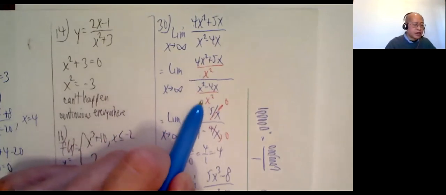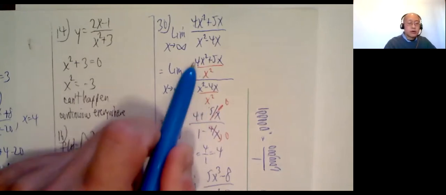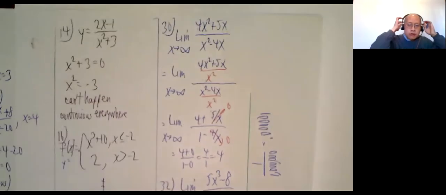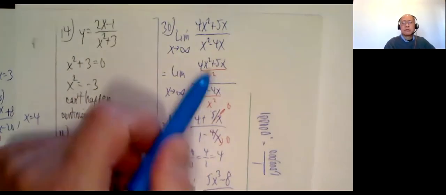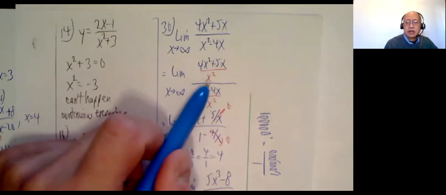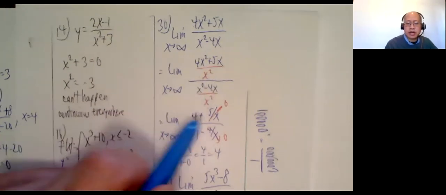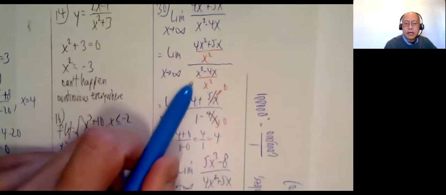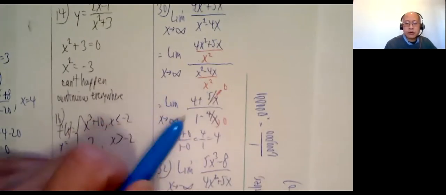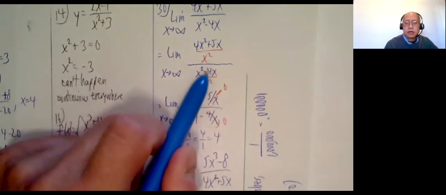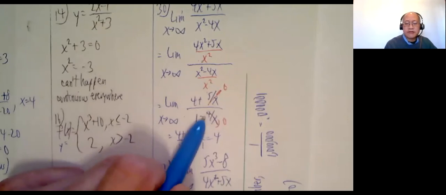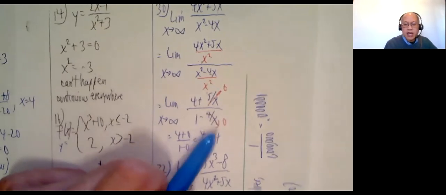And then I divide. So what's that divided by that? 4. 4x squared divided by x squared. What's 5x divided by x squared? Well, one of the x's cancels out. You have 5 over x. Then on the bottom, x squared over x squared is 1. Minus 4x divided by x squared. One of these x's cancels one of these x's. I have negative 4 over x. If you can't read that, that's negative 4 over x.